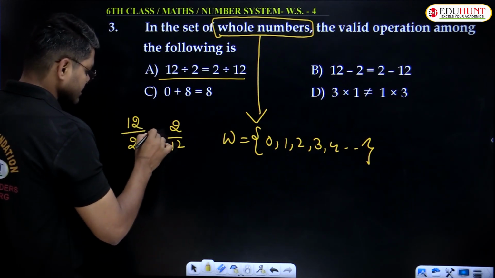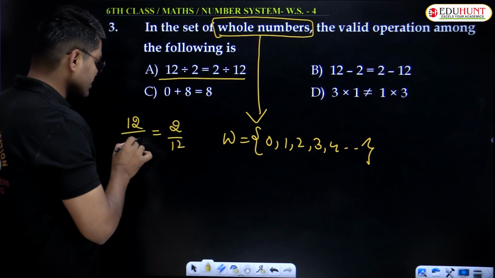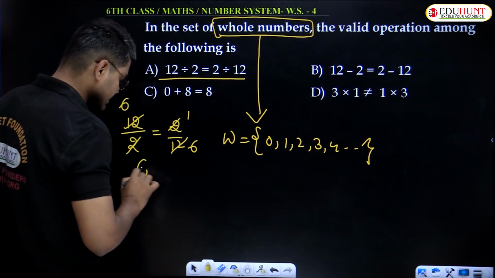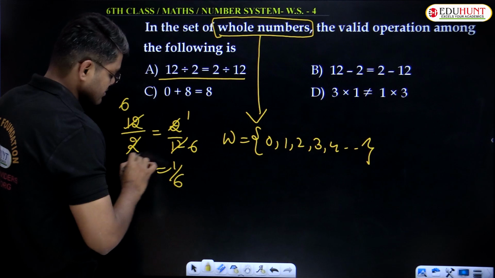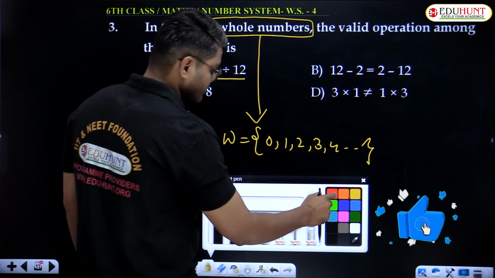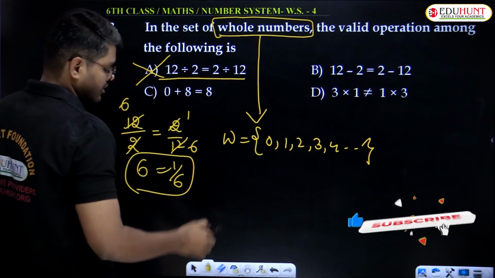12 by 2 is equal to 2 by 12. Now cancel: 2 ones are 2, 6 twos are 12. This is 6 and this is 1 by 6. Are 6 and 1 by 6 both the same? No, not at all. So that's why option A is wrong.